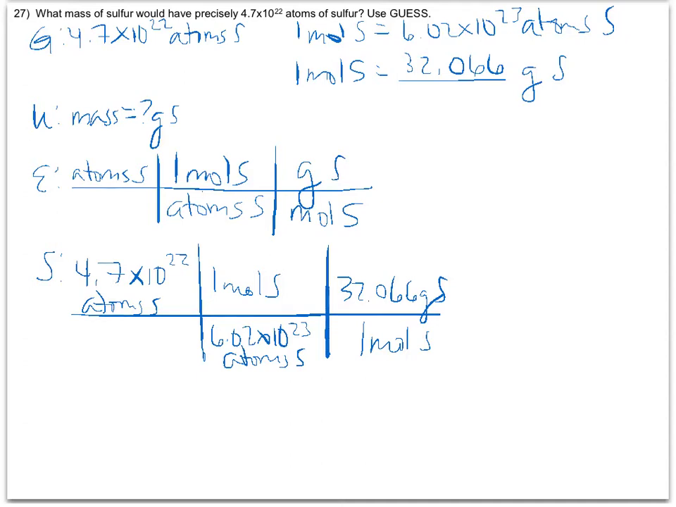Okay, so what are we going to be doing? This number's on top, this number's on bottom, this number's on top. So this is going to be 4.7 times 10 to the 22nd divided by Avogadro's number multiplied by 32.066. Remember, when you put these in a calculator, to make sure you put them in parentheses or it will not come out correctly.